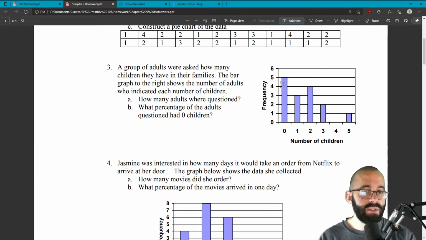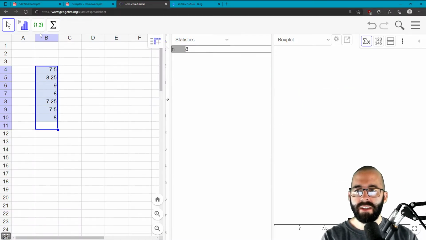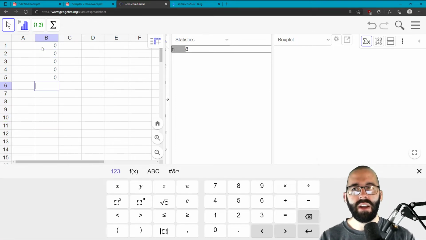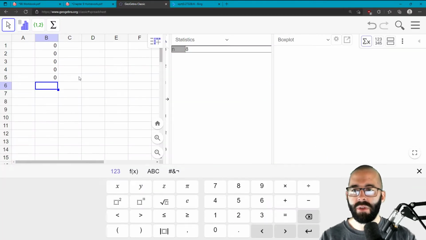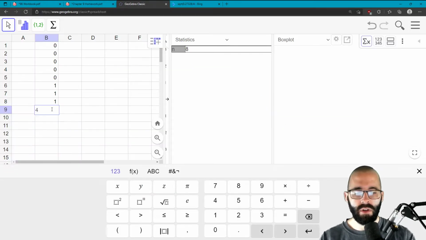This is essentially a frequency table, right? A bar chart shows a frequency table exactly. So there are 5 zeros. If you'd like to, you could write down the data like this. There are 5 zeros. 1, 2, 3, 4, 5. There are 3 ones, right? Under 1, the frequency is 3. We're going to write that down. 1, 2, 3. There are 4 twos. 1, 2, 3, 4 twos.